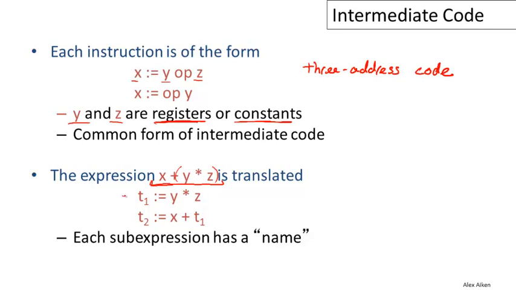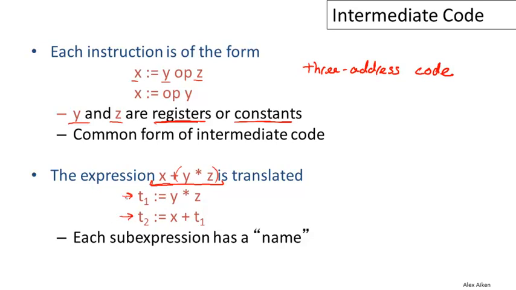We'd have to first compute y times z and assign that to a new register or a temporary, a new register T1, to hold the intermediate value. And then we would have to use T1 to compute x plus T1, which of course is the value of the entire expression, and that would end up getting stored in another register.